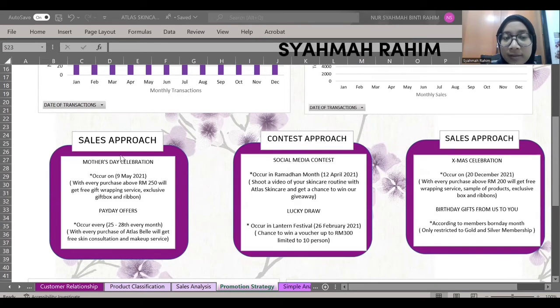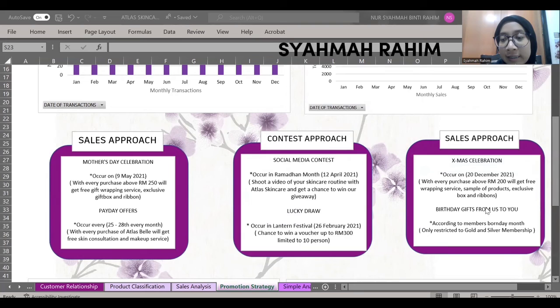First, we have Mother's Day celebration on 9th May 2021, and with every purchase above 250 ringgit, we'll get free wrapping service, exclusive gift box and ribbons. Paydays offers occur every 25th to 28th every month, and with every purchase of Atlas Bell, we get free skin consultation and makeup service. Next is Christmas celebration on 20 December 2021. With every purchase above 200 ringgit, we'll get free wrapping service, samples of products, and exclusive box and ribbons.